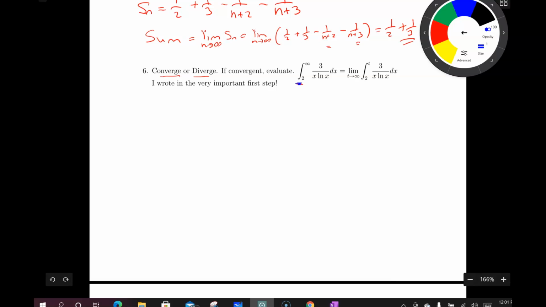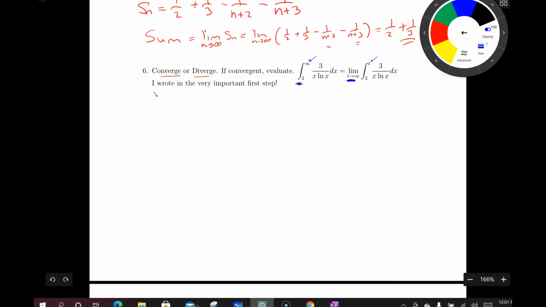If you see an integral that has an infinity or a negative infinity, the first really important step was to rewrite it as a limit and put the t going to infinity and put the t up here. Okay. Next, we've got to figure out how to do the integral.